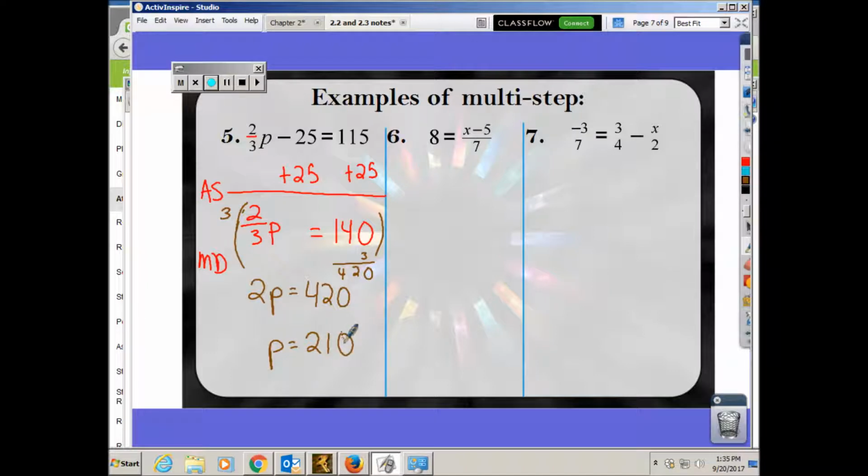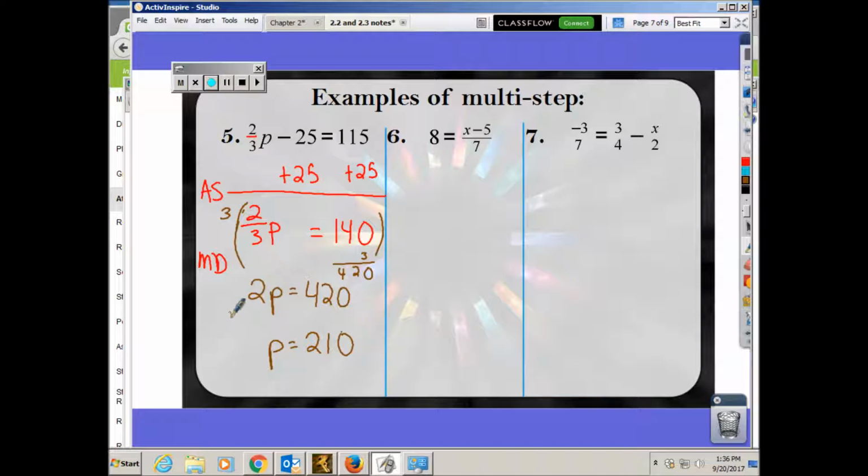Okay. So, few things. The reason you're adding or subtracting here is because there is what's called a constant term, a number by itself. The reason you're multiplying or dividing when the number is next to the variable is you're trying to separate them. You still want the variable, but you don't want the coefficient. You don't want the number in front of it.